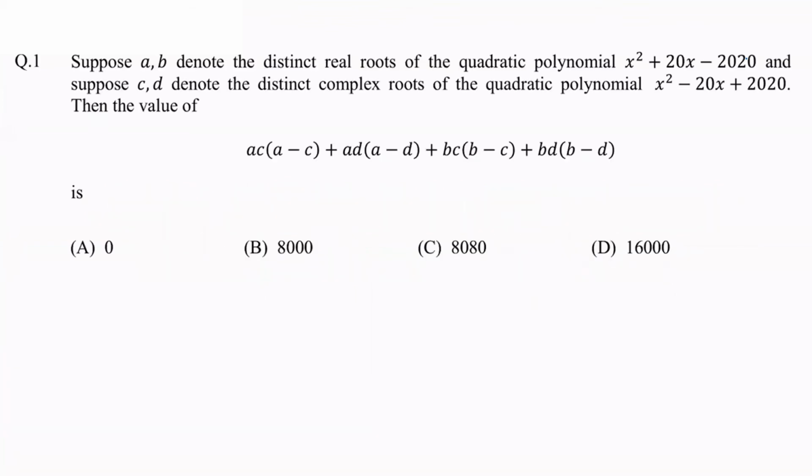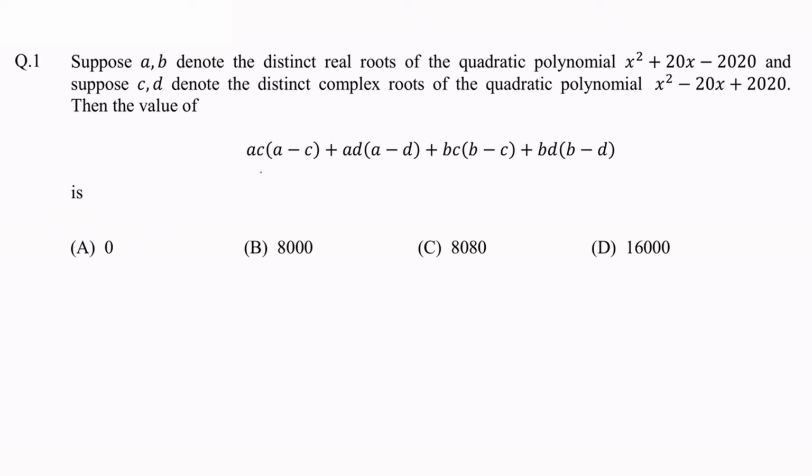So the question says A and B denote distinct real roots of the quadratic polynomial. And similarly, there is a second equation that they have given, and C and D are going to be the distinct complex roots of the second quadratic polynomial, right? And then they are asking what will be the value of this one.